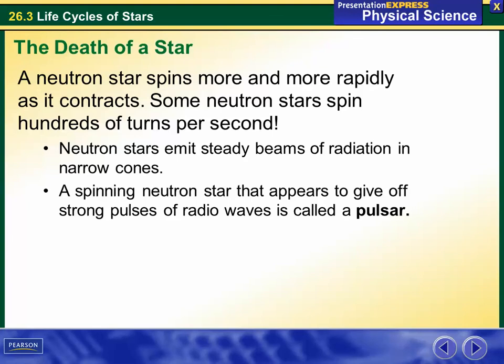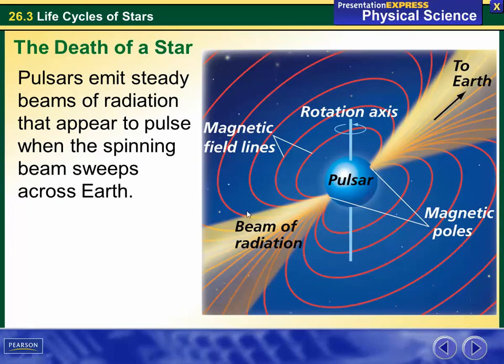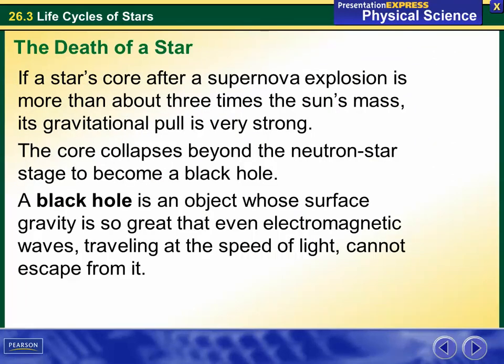The spinning neutron star then appears to give off strong pulses of radio waves, called a pulsar. There's a little picture there. Here's a neutron star spinning and spinning and spinning, giving off beams of radiation, and some of these beams of radiation even get sent to Earth. That's how we can detect them. That's how we have evidence that this is actually going on, because we have tools that can detect them pulsing across our Earth.